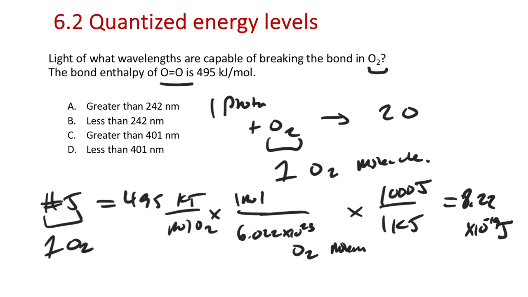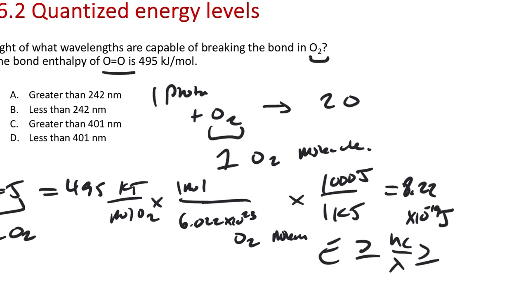Then what we want to find out is what wavelength of light carries that energy. The energy of the photon has to be greater than or equal to this energy, so hc divided by lambda has to be greater than or equal to 8.22 times 10 to the minus 19. What we want to do is solve for that wavelength and then address the question.